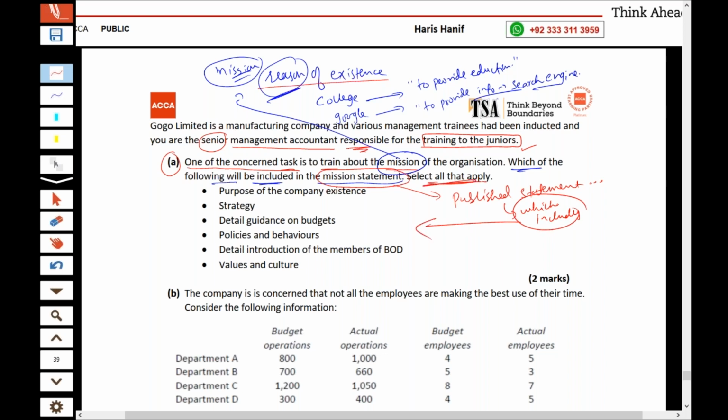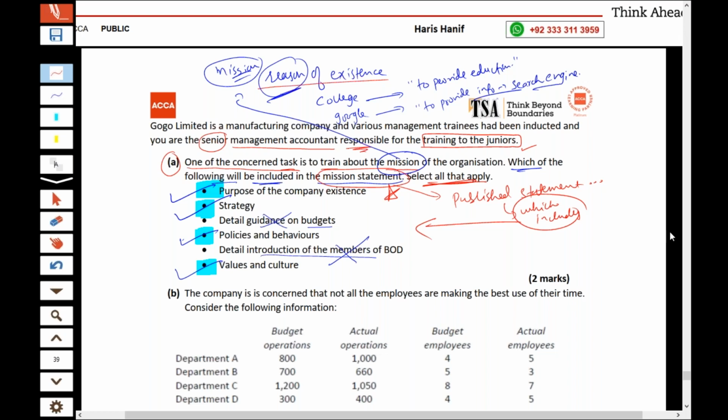Select all that apply. Mission includes the purpose of the company's existence, yes. The strategy, yes. Detailed guidance on budget, no, because budget is an operating activity. Policies and behavior, yes. Detailed introduction of the members of the board, no, not at all. And values and culture. These are the things included in the mission statement, which is basically published to the stakeholders.